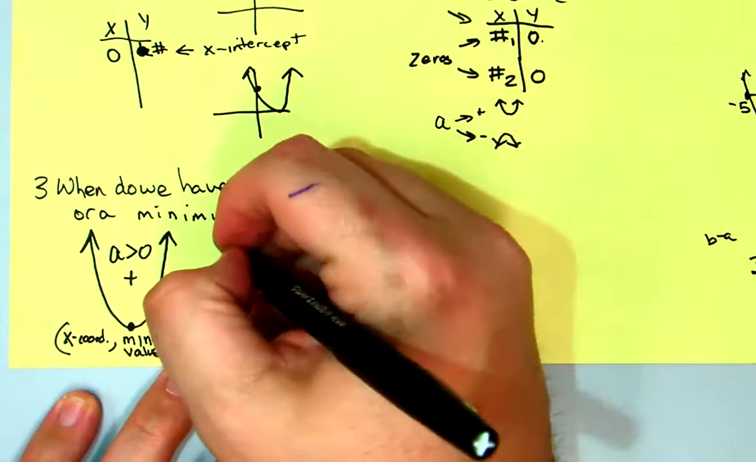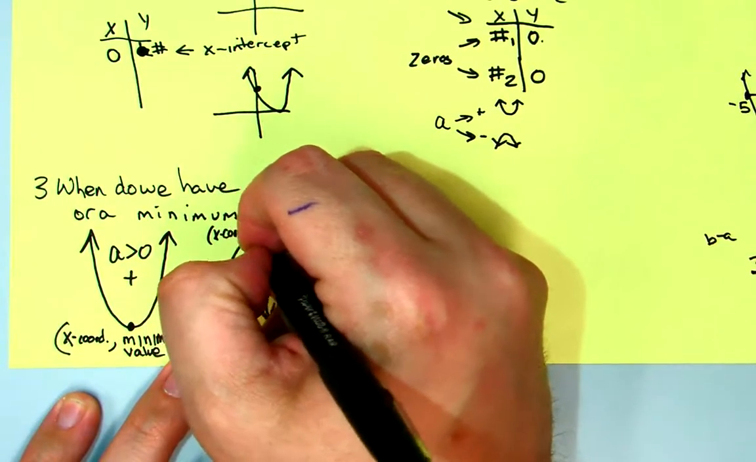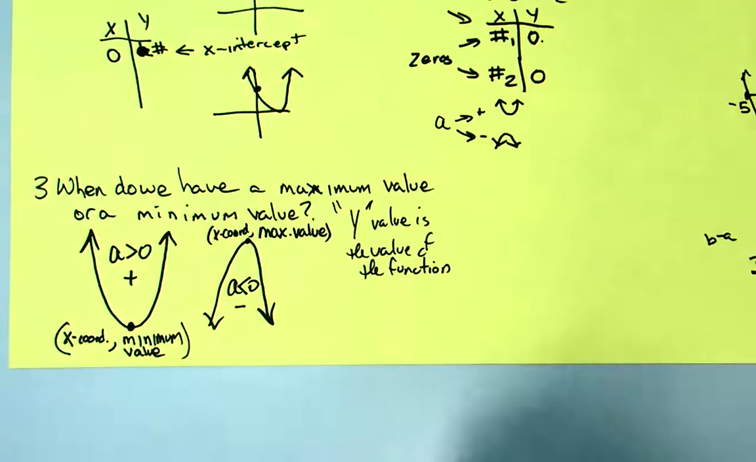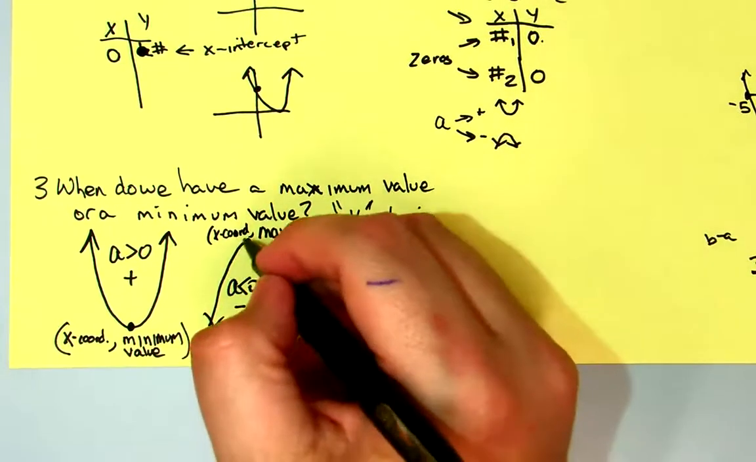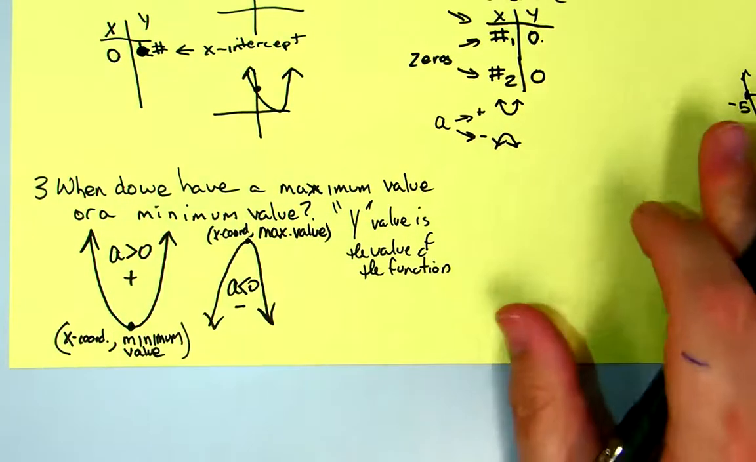Up here, we get our x-coordinate, but we also have a maximum value. So you get your maximum value from a parabola opening down, and you get a minimum value from your parabola opening up.